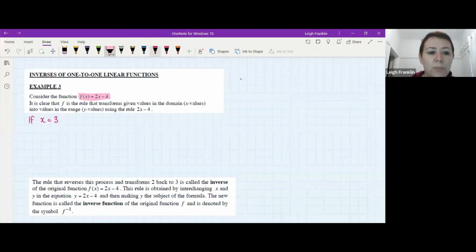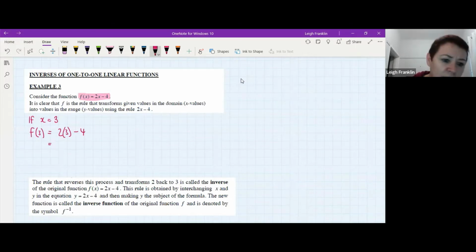So for example, if we want to calculate the value of y when x is 3, we would sub 3 in, wouldn't we? So we would calculate f of 3, and we would do that by subbing 3 in here, and we would work out that our answer in this case would be 2. All right, so that is us using our rule and working forward, so from input to output, right?